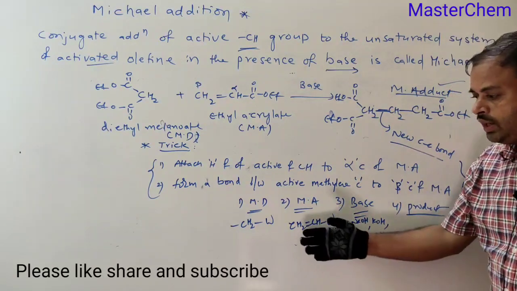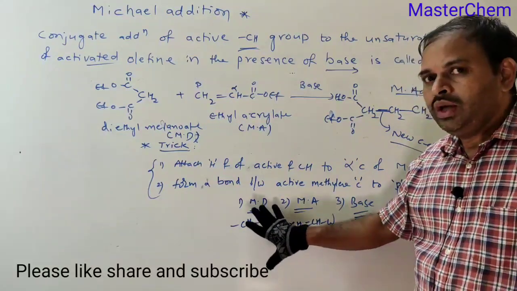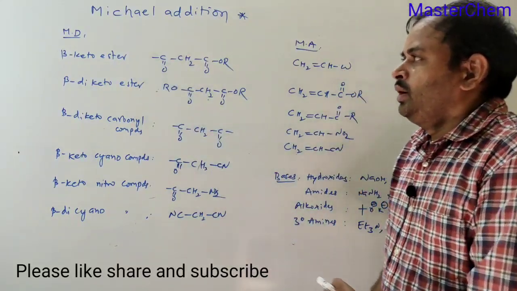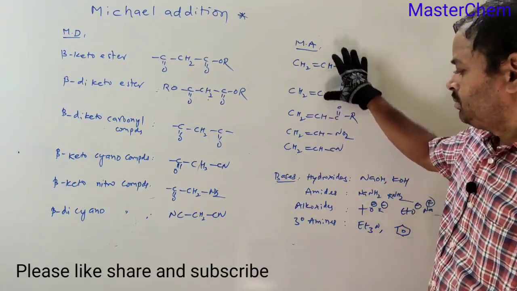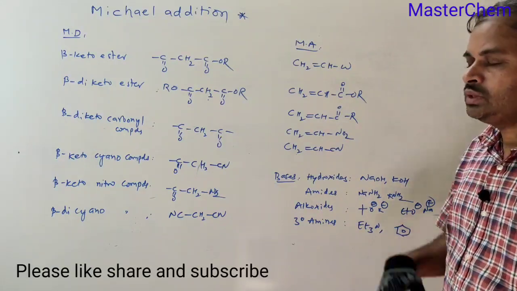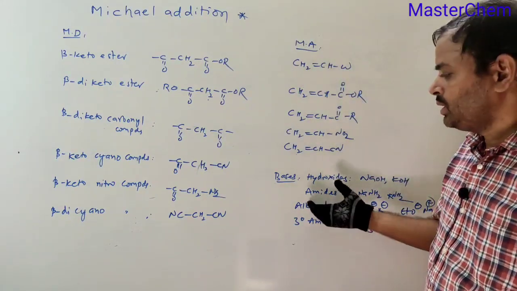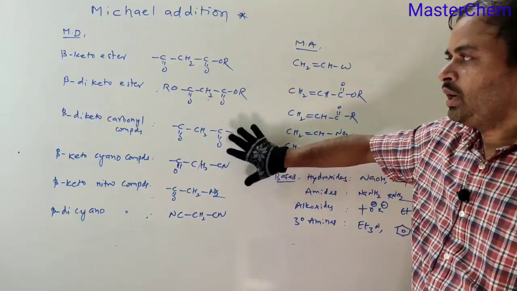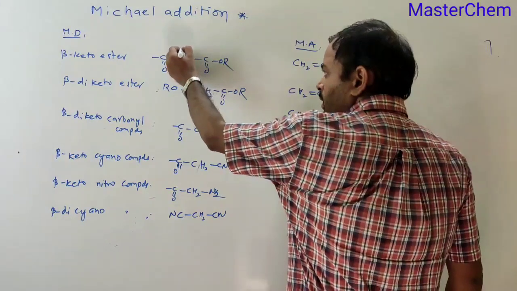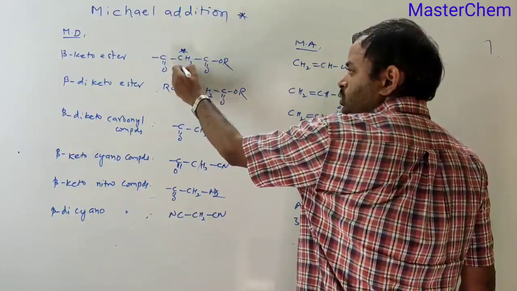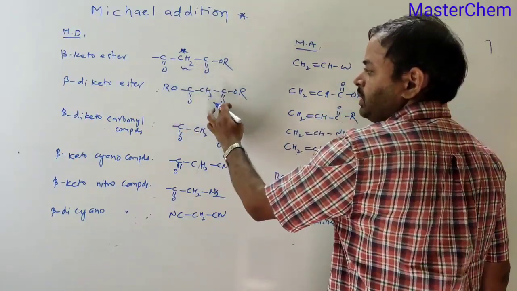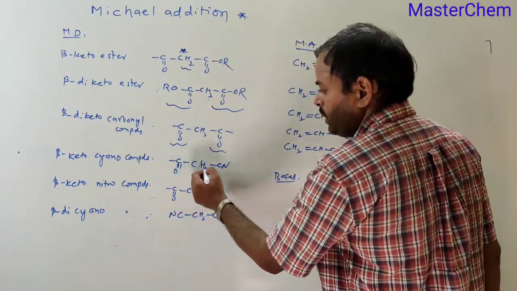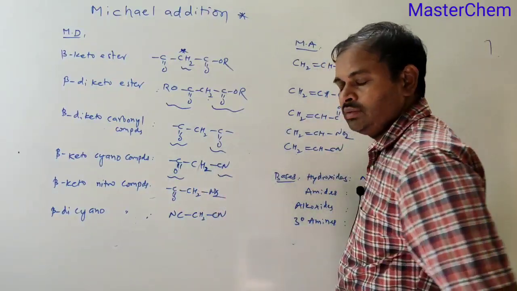So let us take a clear picture of examples of Michael donors, Michael acceptors and bases. So already we have discussed Michael donor reacts with Michael acceptor in presence of base, gives Michael adduct. Now examples for Michael donors. This active CH2 group is attached to withdrawing groups. C double bond O group is a withdrawing group, and CH2 is attached with C double bond O and CN withdrawing groups.